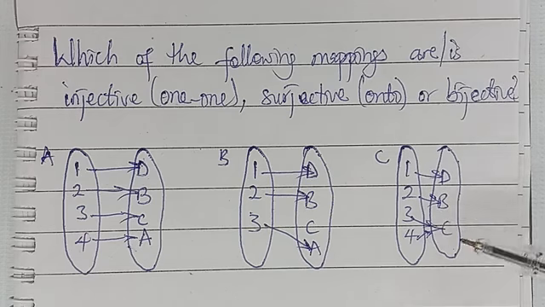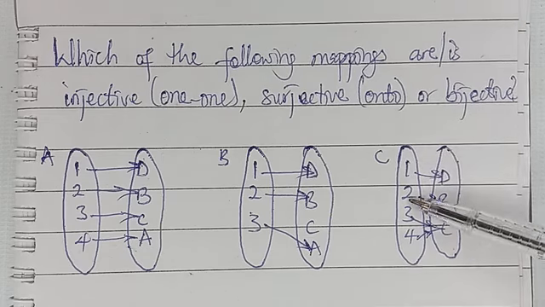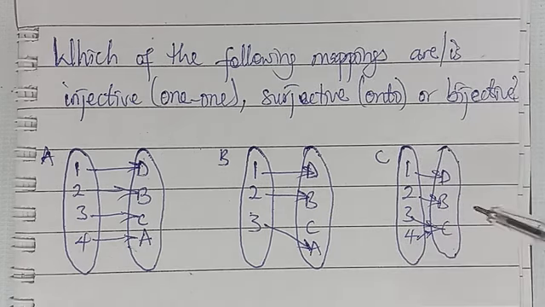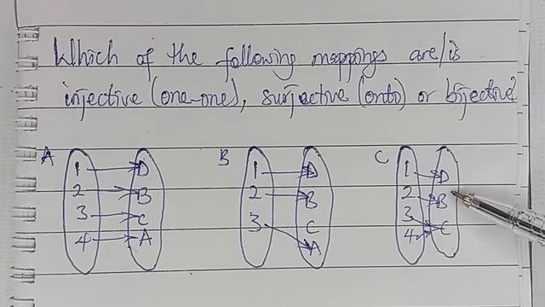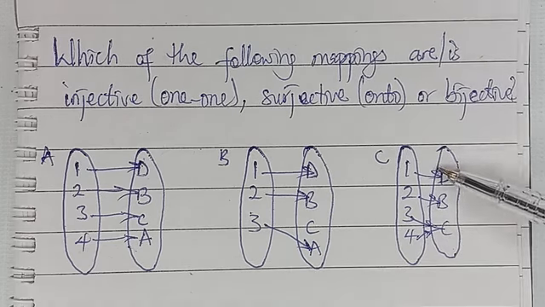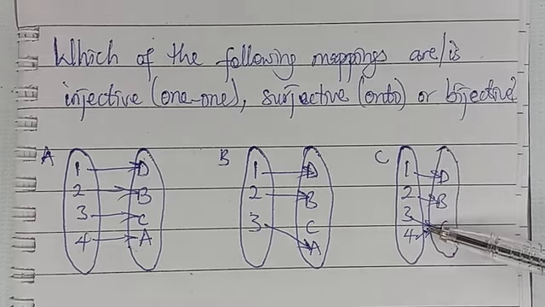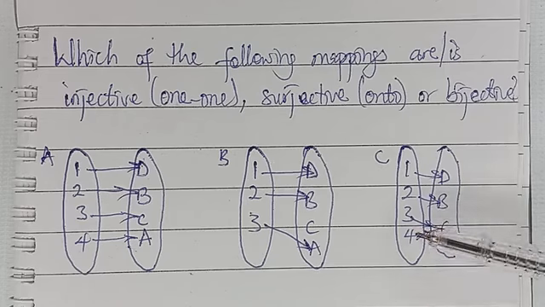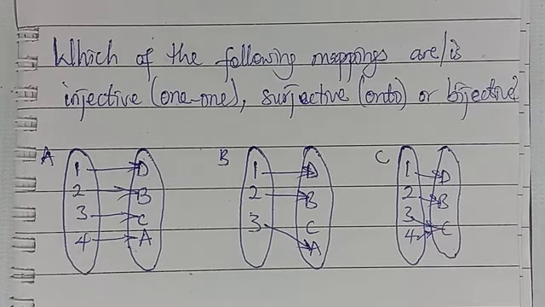Then we look at this. These two have been mapped to one, so it is not injective or one-to-one mapping, because not every member of the domain has its own special unique element here which it is mapped to. So this is not one-to-one. But every element in the codomain has been mapped, right? So this is an onto mapping, but it is not, of course, bijective.